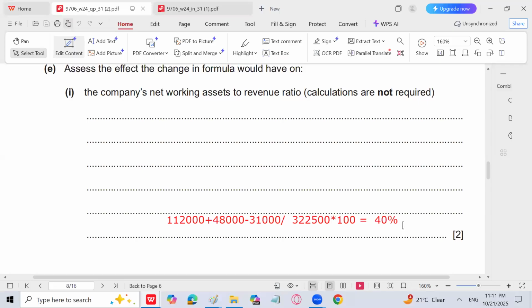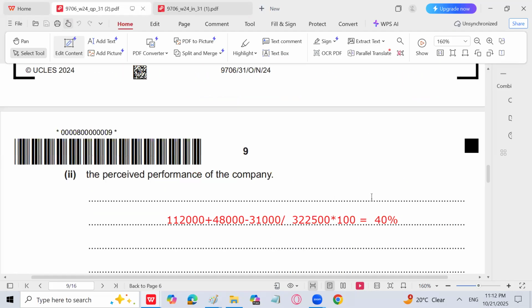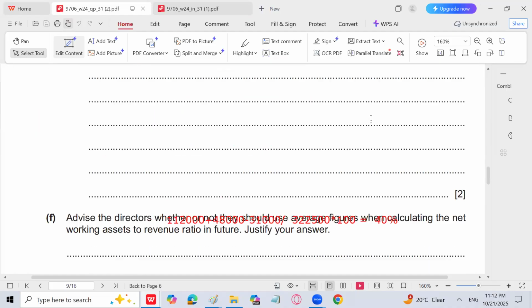Calculations are not required. I hope that it will decrease, I believe, right? So it means you are using fewer net working assets and you are getting more sales. So the ratio will decrease basically. Perceived performance of the company I've already discussed with you.